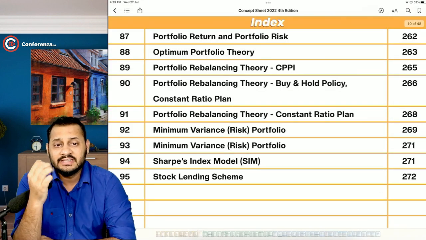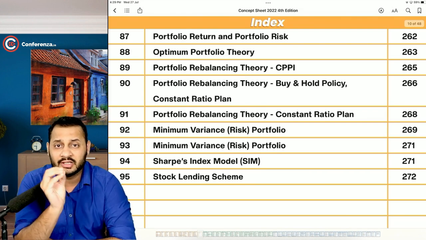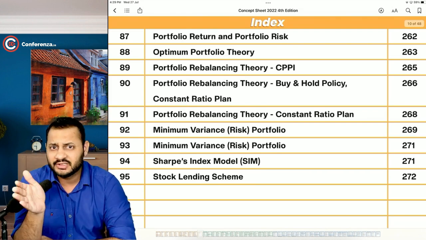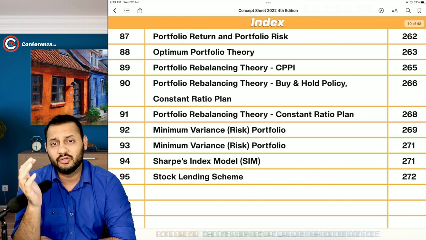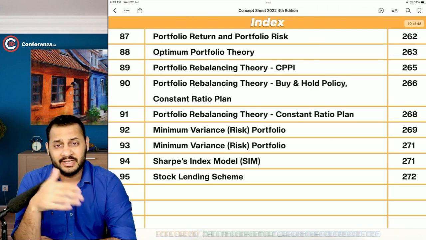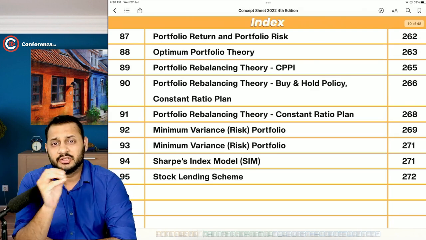The first policy is the buy and hold policy. It is also said to be a do nothing policy. That means you invest in the shares and just forget about it. It's a plan which has been followed by Warren Buffett and many great investors in their life. This gives you the best return.